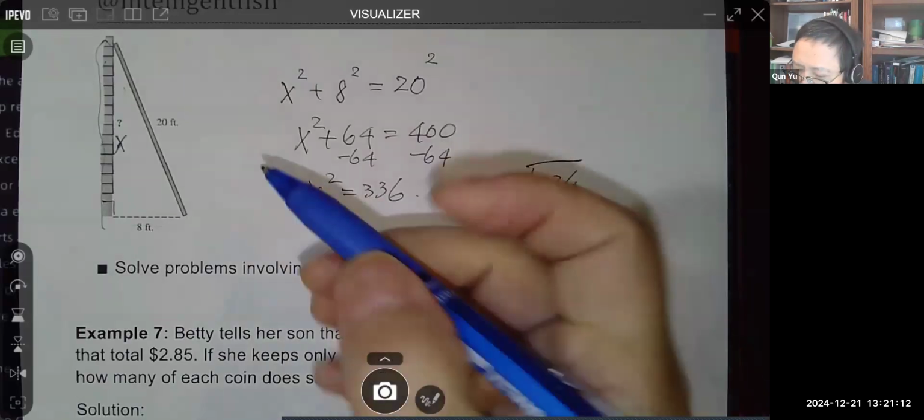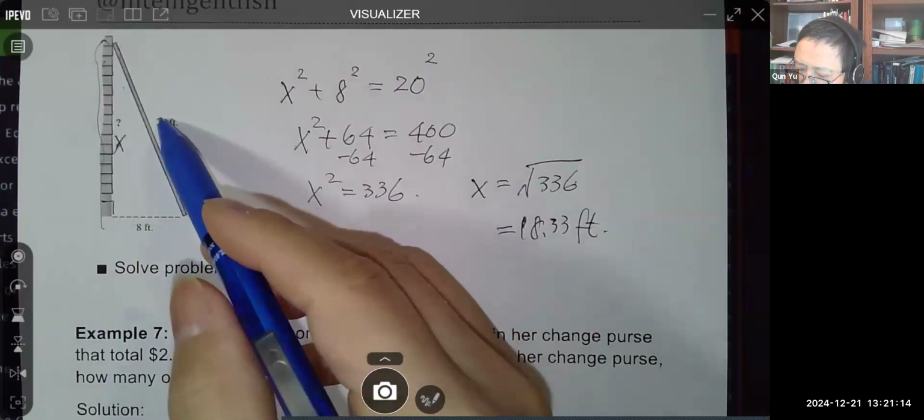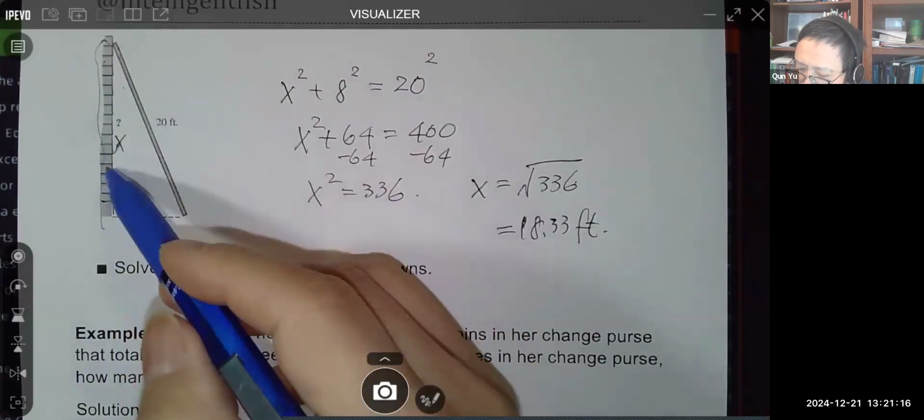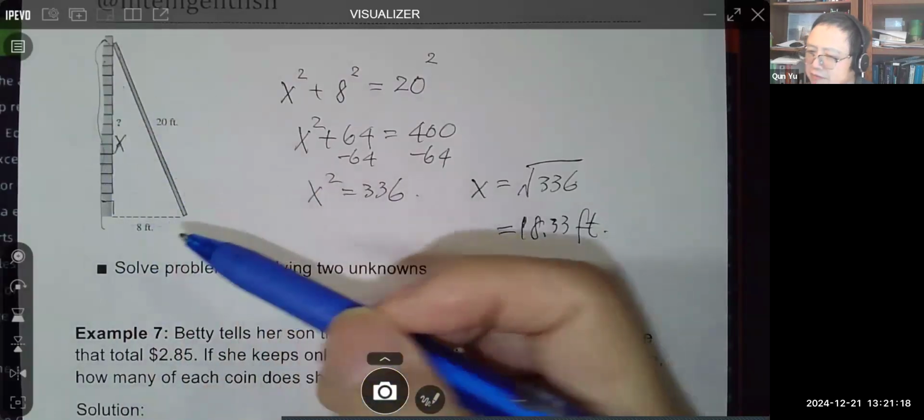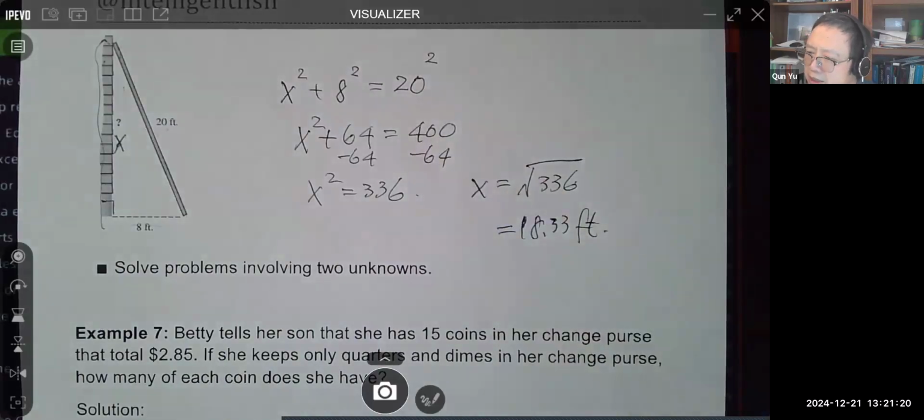Make sure your answer is smaller than the hypotenuse, because each leg must be smaller than the hypotenuse to have a right triangle.